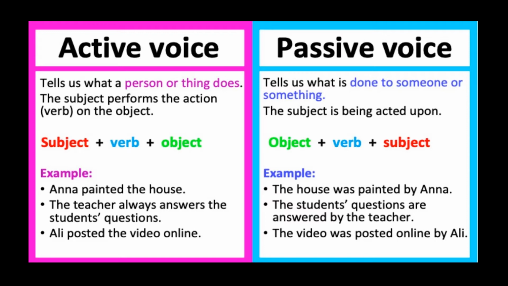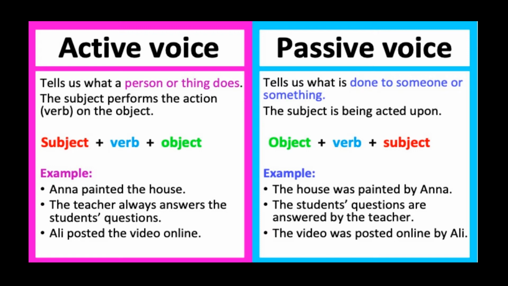So Anna is the name of a person. She is the subject. She is performing the verb, that is action, painted on the object house. Similarly, the teacher, subject, answers verb, and it is the students' questions, which is the object. Ali, subject, posted verb, the video online, object.